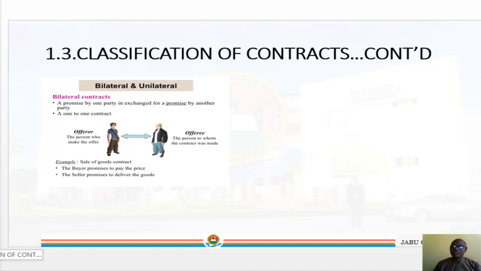We have the person who is the first party that is offering, usually called the offeror. He is the person who makes the offer. The other party is the offeree, the person to whom the offer was made. An example is a sale of goods contract, where we have the buyer who promises to pay the price, and we have the seller who promises to deliver the goods.